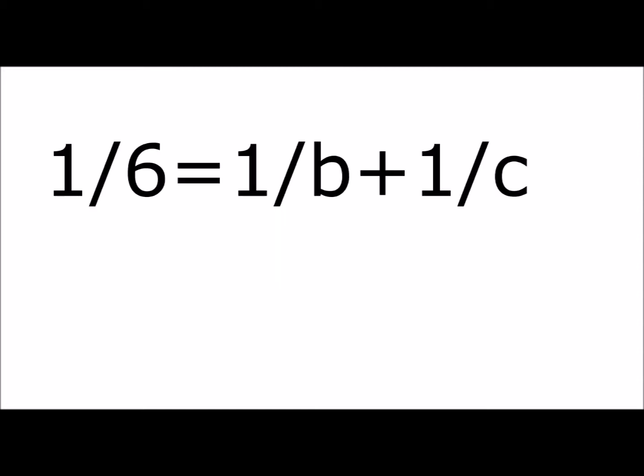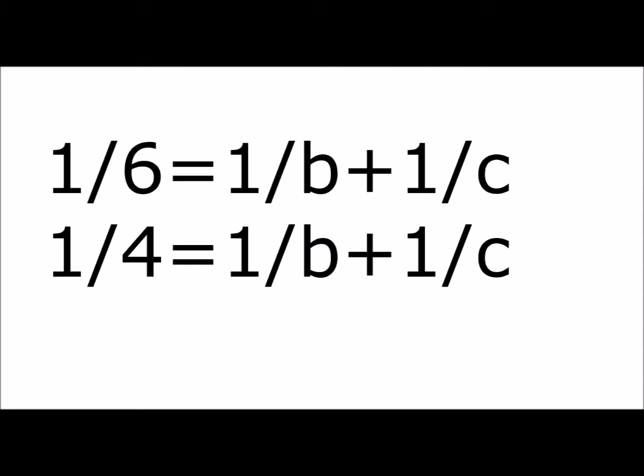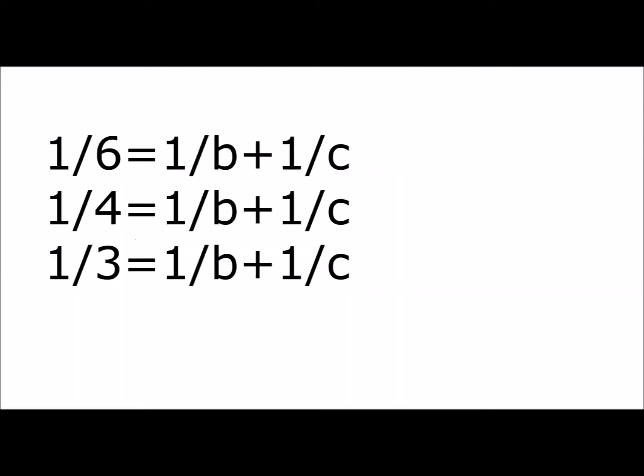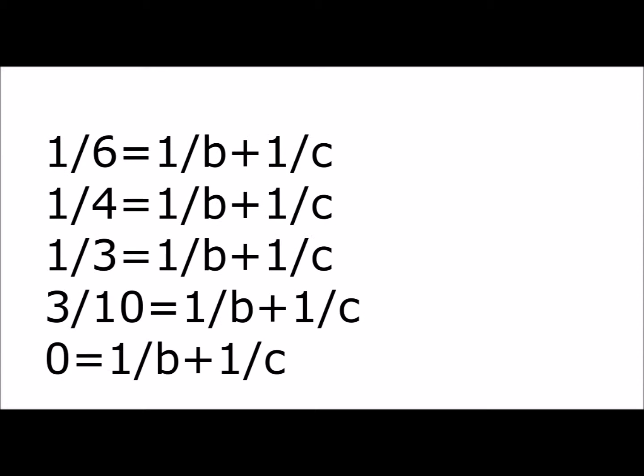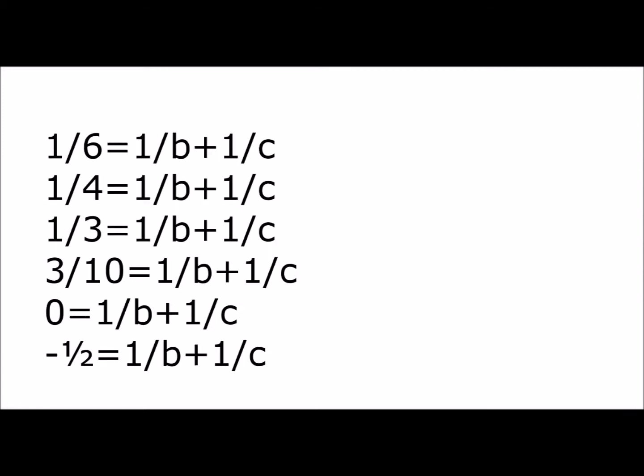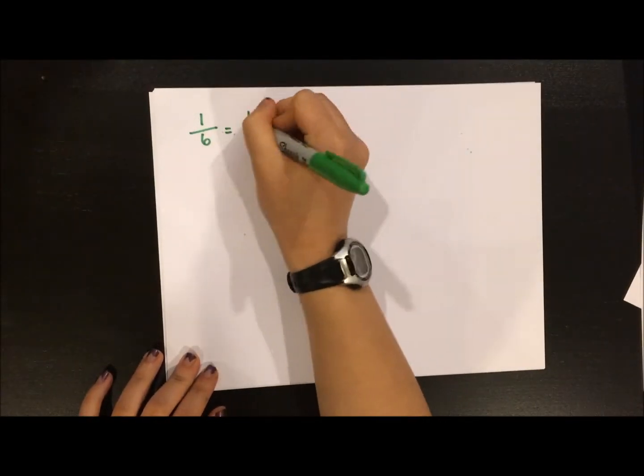Therefore, A must be 1, 2, 3, 4, 5, or 6. If we then plug each of the possible A values into the equation 1 over A plus 1 over B plus 1 over C equals half, we get the following equations. 1 over 6 equals 1 over B plus 1 over C, 1 over 4 equals 1 over B plus 1 over C, 1 over 3 equals 1 over B plus 1 over C, 3 over 10 equals 1 over B plus 1 over C, 0 equals 1 over B plus 1 over C, or negative half equals 1 over B plus 1 over C. Because B and C must be positive integers, it is impossible to get the last two equations, and we throw them out. Let's simplify the four equations that do work.